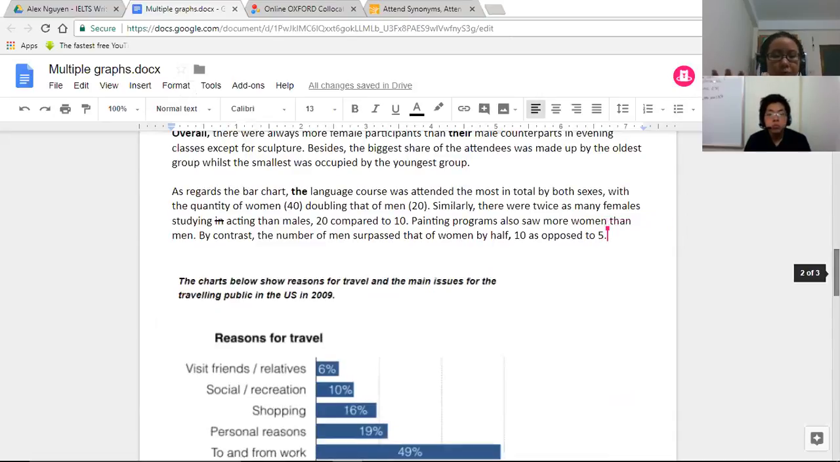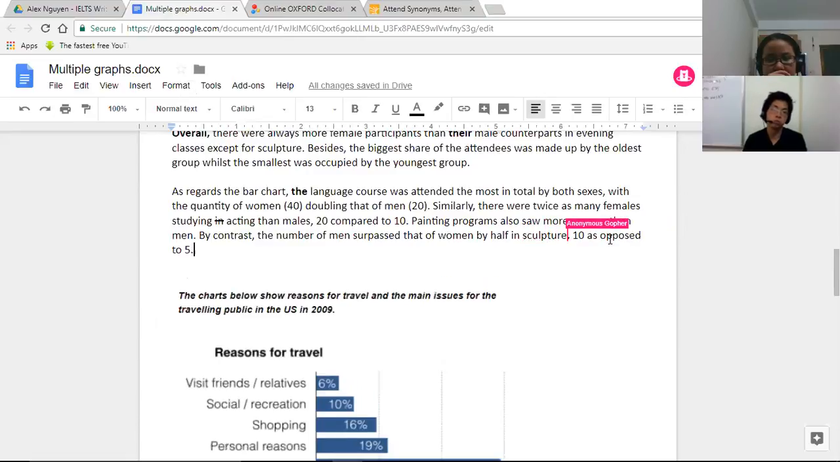By contrast, the number of men surpassed that of women by half. And now, you forgot to mention the scripture class, right? By contrast, the number of men surpassed that of women by half in scripture classes, 10 as opposed to 5.